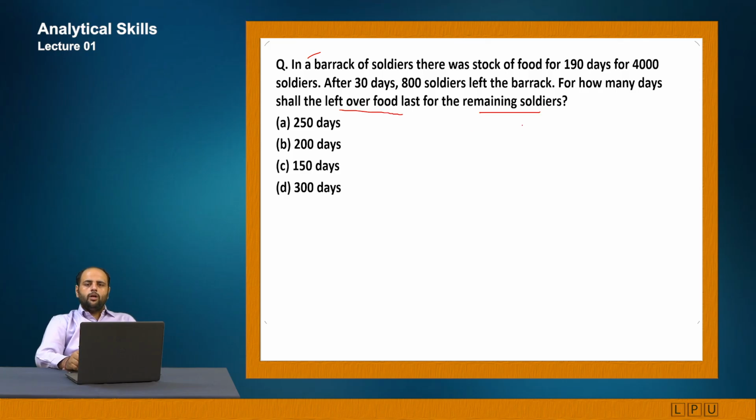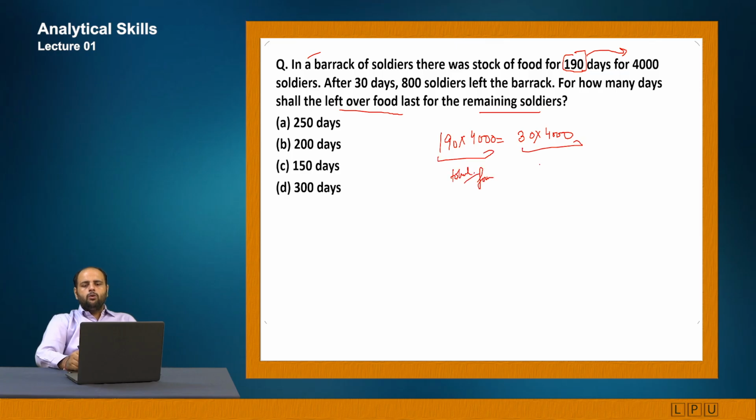This question can be solved in two ways. First of all, if you don't think anything in the question, just multiply the number of days with the number of persons. So what will be the total food? That will be 190 into 4,000. This will be the total food available. Now, after 30 days, that means 30 days have gone. So 30 days, 4,000 soldiers, how much amount of food is to be consumed? This is the total food.